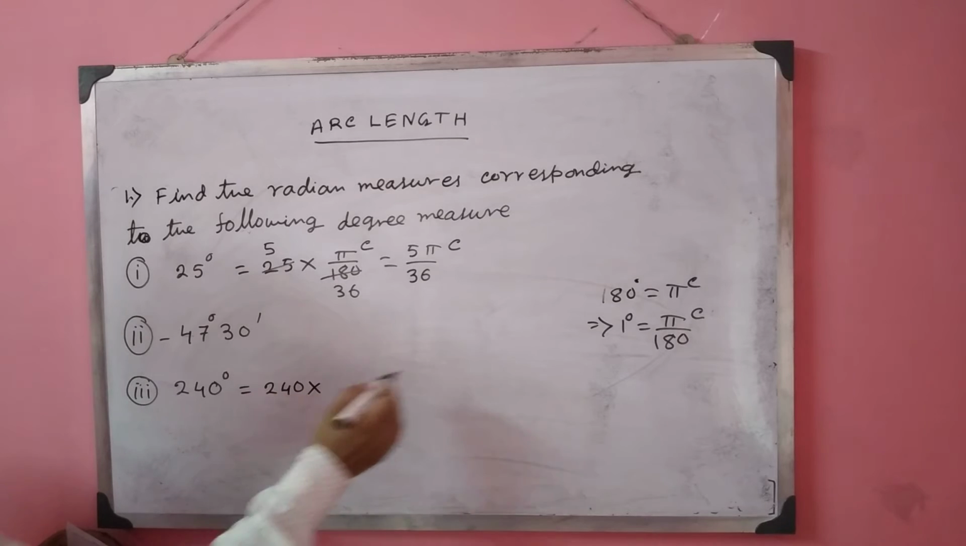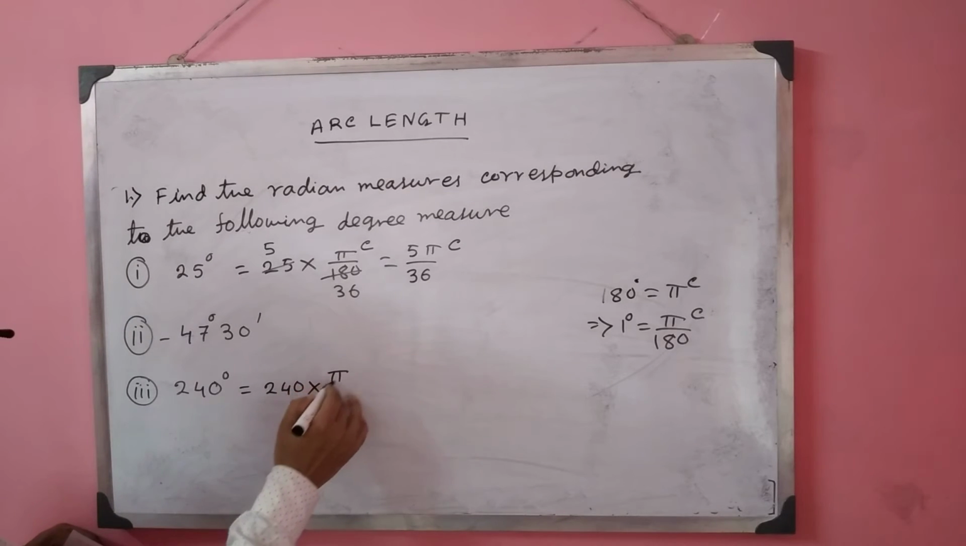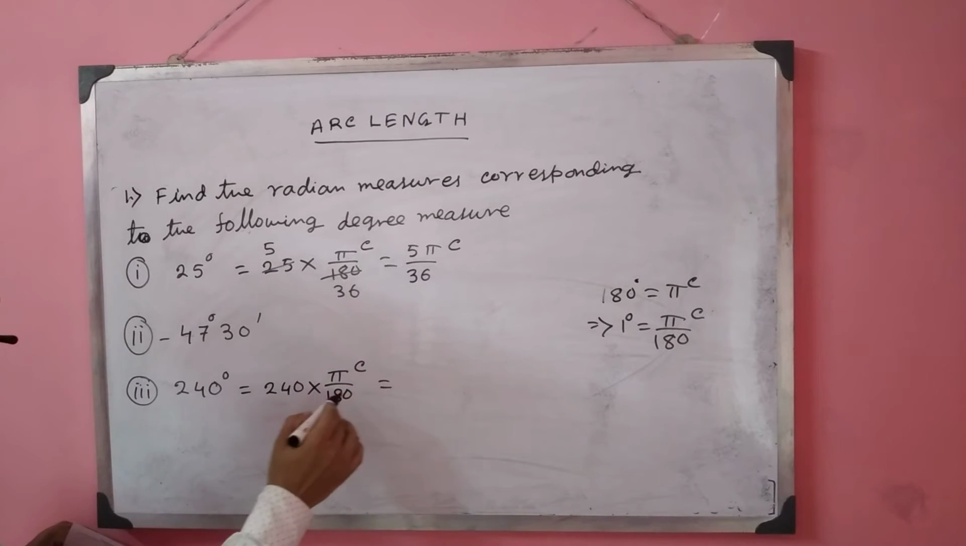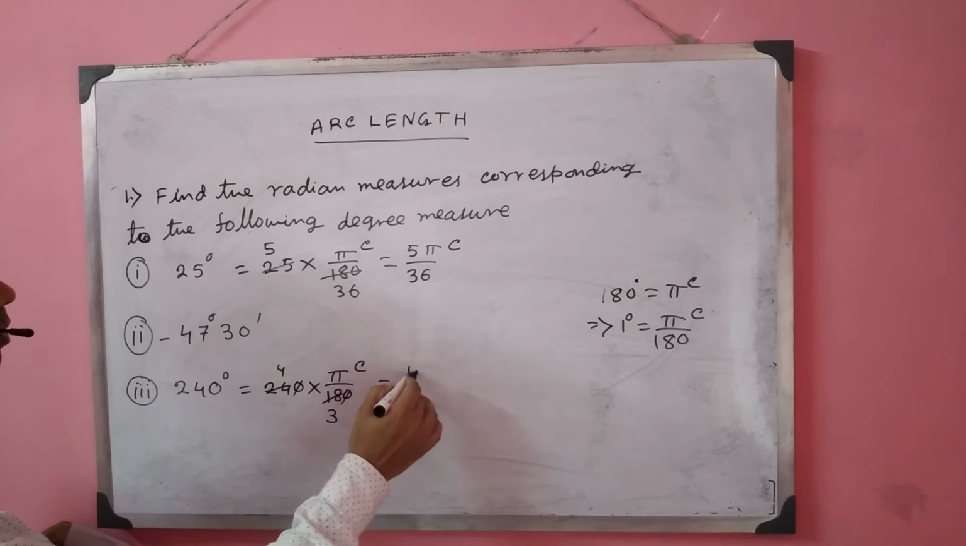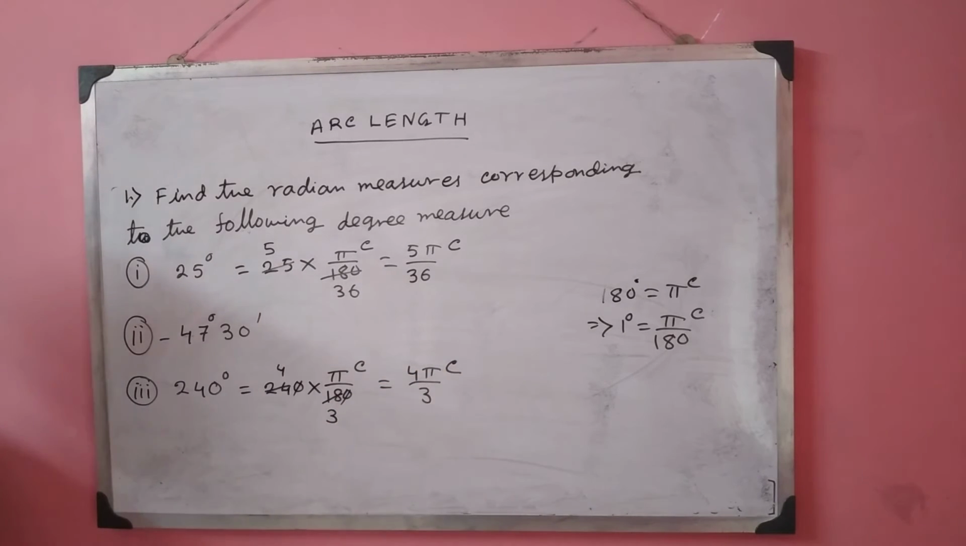Okay. So 240 degree equals 240 into 1 degree, which equals pi by 180 radian. So 240 degree equals 240 into pi by 180 radian, which is four pi by 3 radian.